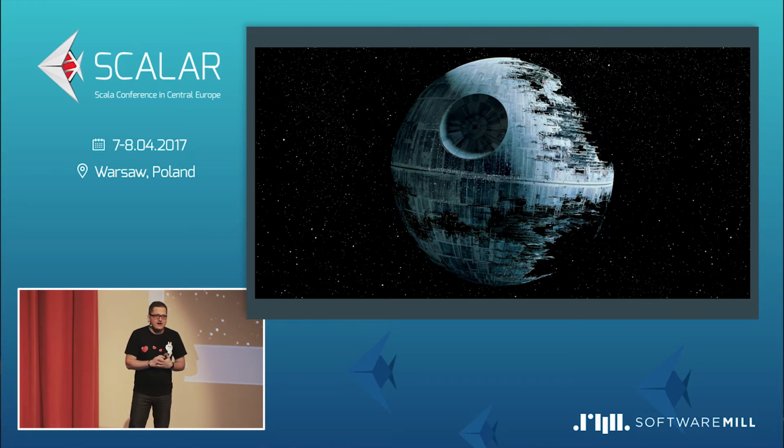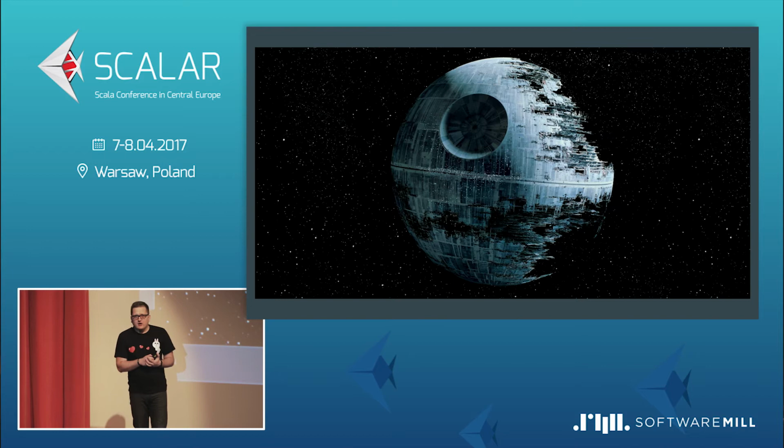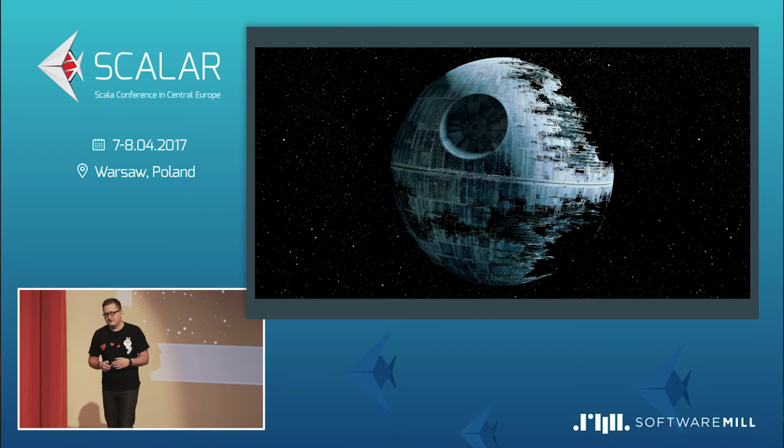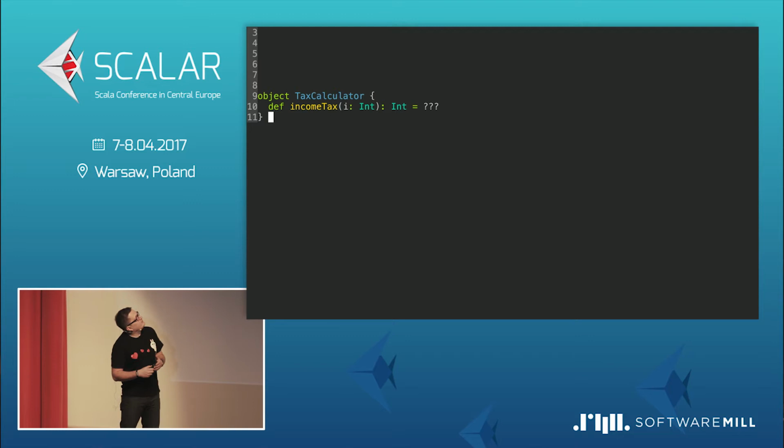And the algorithm is unfortunately very, very simple. We take an income, we subtract 5 from it. That's our tax. Everything else is for the user. So we want to write this application. The tax calculator will take that income and return us the tax for that income.